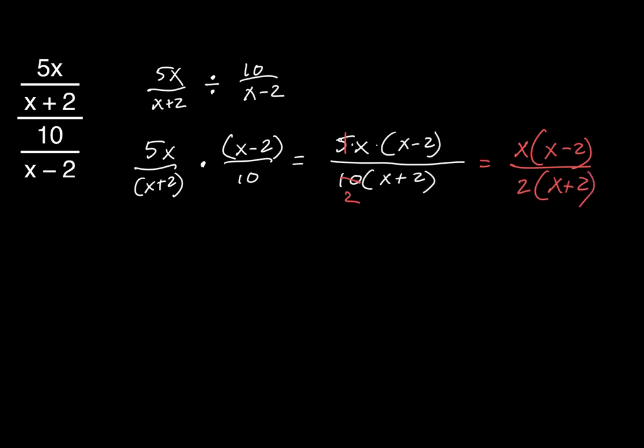And although originally we didn't define it, we could and probably should mention that for my domain, x cannot be negative 2. Or in other words, it's all real numbers except negative 2. Because negative 2 plus 2 is 0. 0 in the denominator results in having an undefined function.